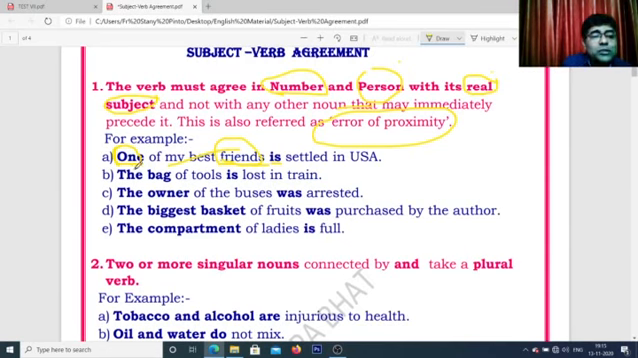Please remember, hence it's very important to find out the subject. So what is the subject of this particular sentence? Remember, it is not friends, but it is friend. One, I am referring to one. One of my best friends is settled in USA. I hope you understood. Let's go down below and see other examples.